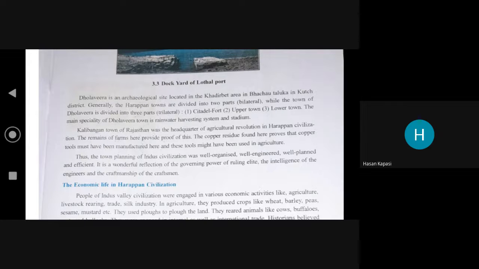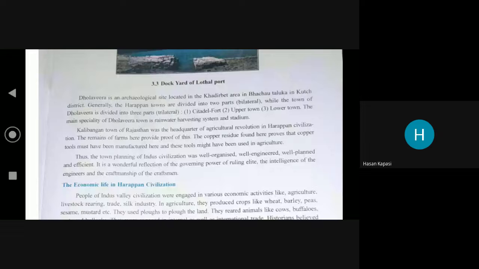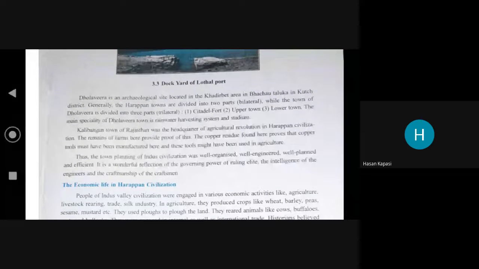Kalibangan town of Rajasthan was the headquarters of agricultural revolution in the Harappan civilization. The remains of farms here provide proof of this. The copper residue found here proves that copper tools must have been manufactured here, and these tools might have been used in agriculture. Thus, the town planning of Indus civilization was well organized, well engineered, well planned and efficient.